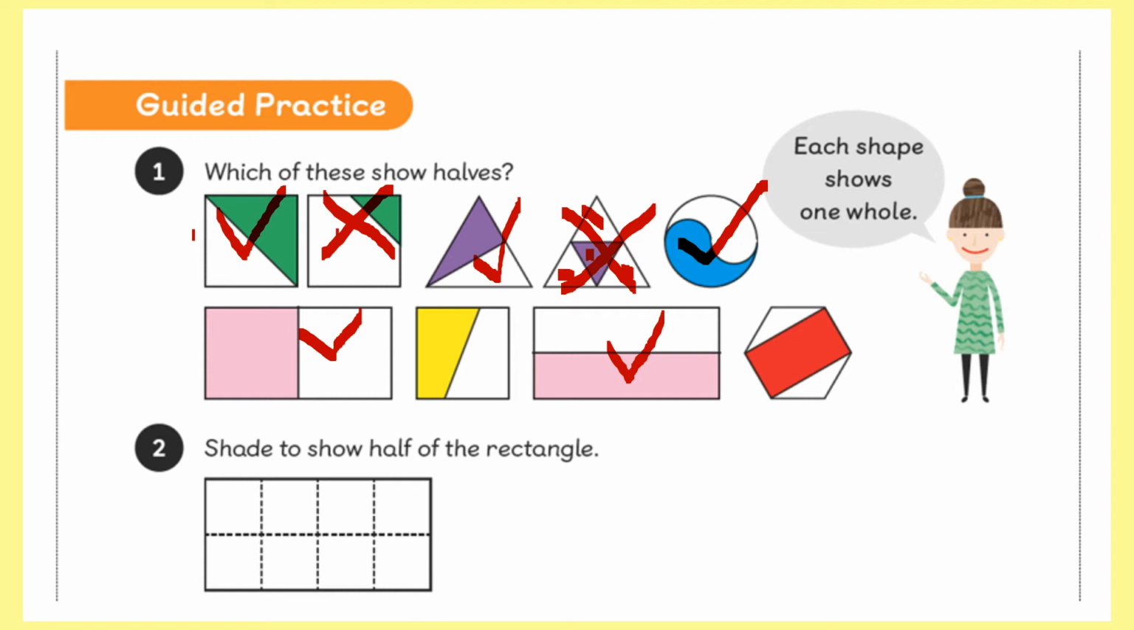But this one over here, has this one been cut into halves? No. How many parts are there? There's 1, 2, 3. It's been cut into 3 pieces, but they're not equal, are they? And the parts have to be the same.